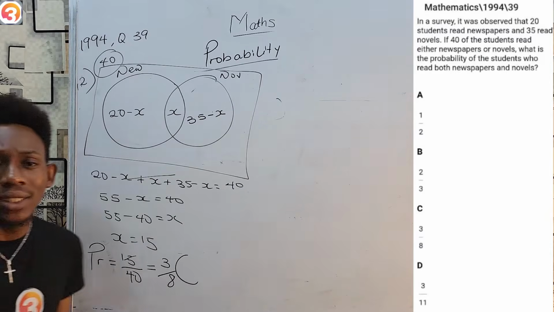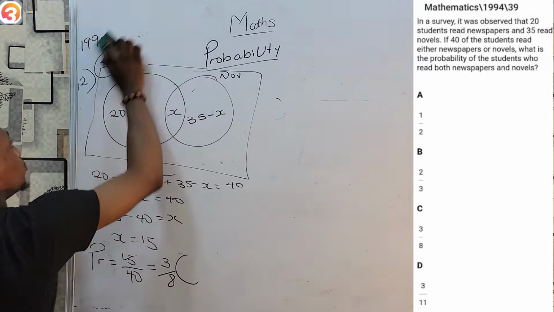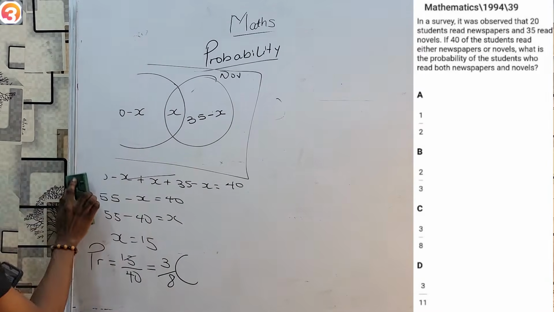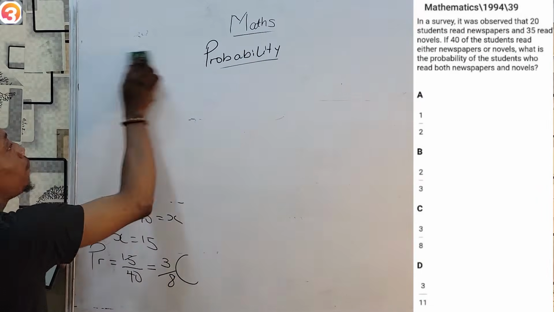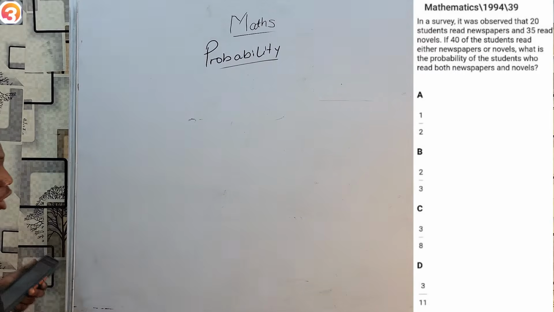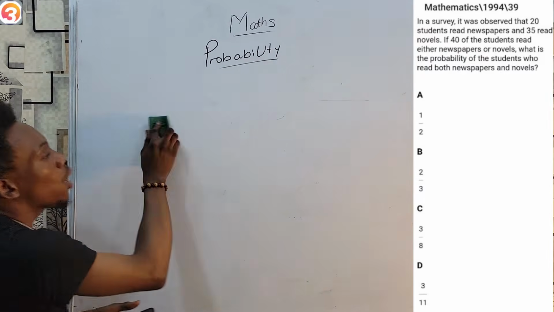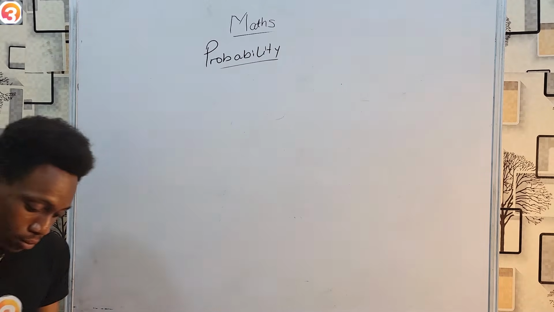So you see, no matter the question, the idea, the way of solving, the methodology, it remains the same for probability. It is number of possible outcomes, which in this case was number of possible people reading both, over number of possible outcomes, which is number of people who are involved in the scenario at all.